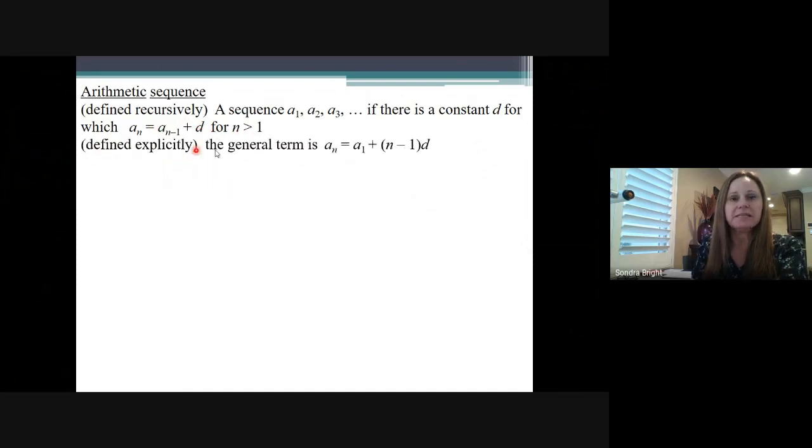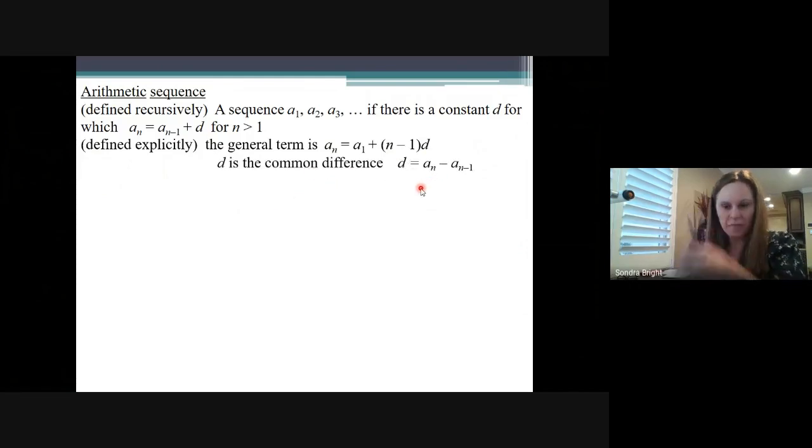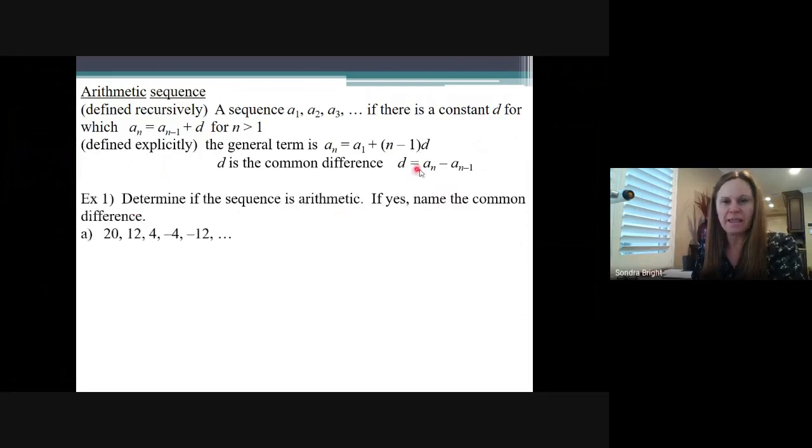Defined explicitly, this is the formula you're going to want to memorize. The nth term is equal to the first term plus n minus 1 times that common difference. The common difference is what you add to each term to get to the next one. You can find the common difference by taking the term on the right and subtracting from it the term on the left. That's what a_n minus a_(n-1) means.